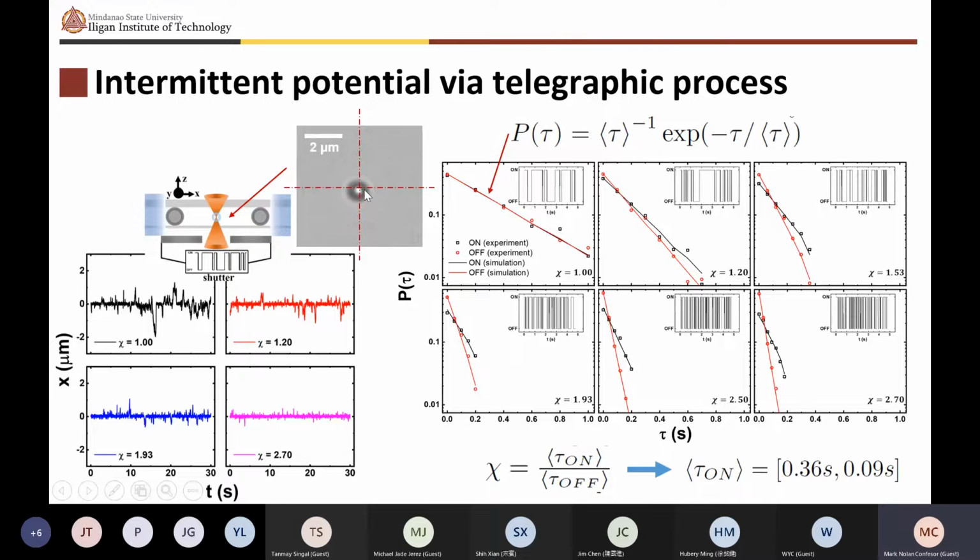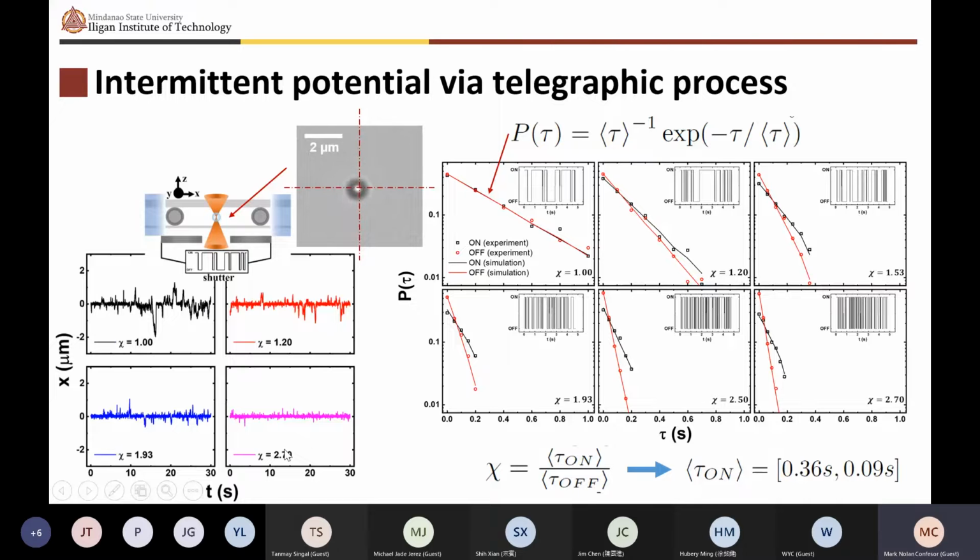And we would like to analyze this and look at, for example, the corresponding non-equilibrium steady state and the reversibility of such non-equilibrium steady state. Now, this is typical raw data. If you have x, the position along x as a function of time, you can see that depending on the values of this chi, there are rather huge fluctuations for chi equal to 1, wherein the periods of the on and off are the same.